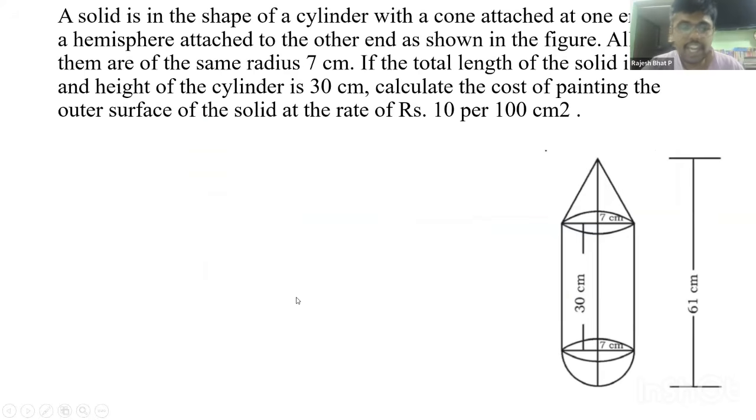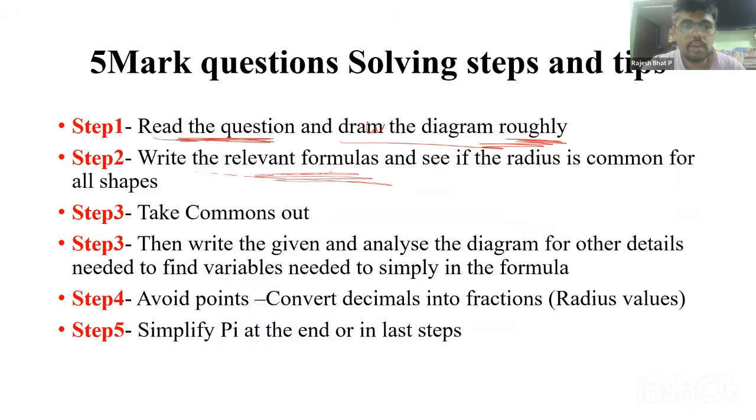Now again I'll reiterate the steps. See the steps. What is the first step I did? Read the question, draw the diagram. Second step, relevant formulas, and see if radius is common. I saw that radius is common and I took it out. Then I wrote the given. I analyzed the diagram and wrote the details and the variable. What do you mean by variable? That is h, r, that I need to find. I found it out and I simplified.